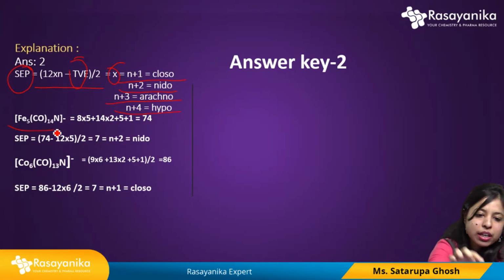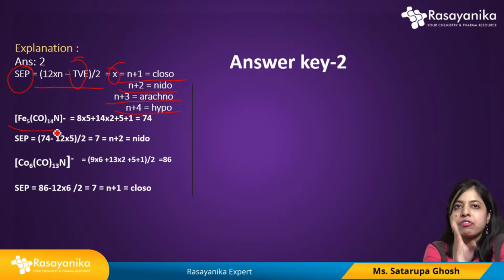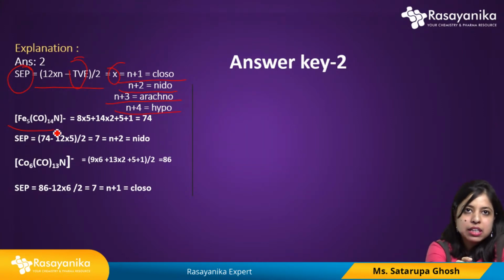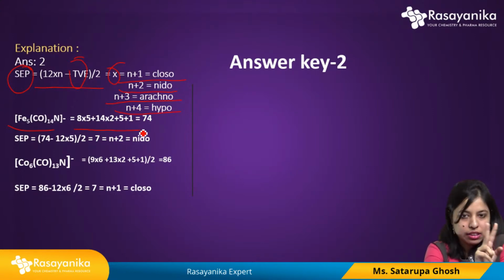For the first one, just follow this. At first I find the total valence electron. There are 5 iron atoms, and we all know the 18 electron rule. What number of electrons is there in iron? That is 8. So 8 into 5, plus 14 into CO. CO donates 2 electrons, right? So 14 into 2, and for nitrogen it is 5, and again there is a minus 1 charge outside over here. We add this and we get 74.